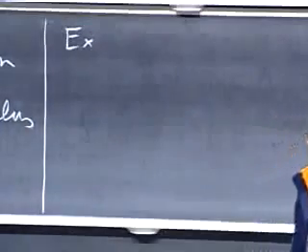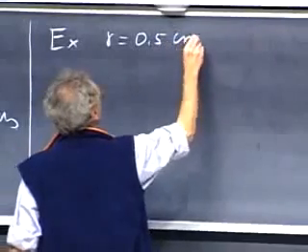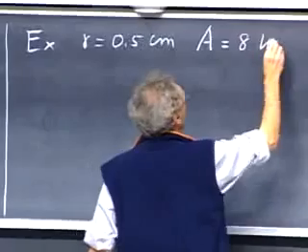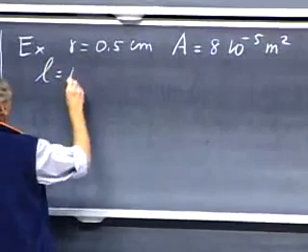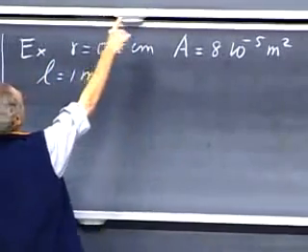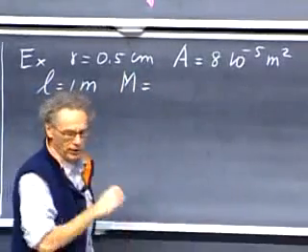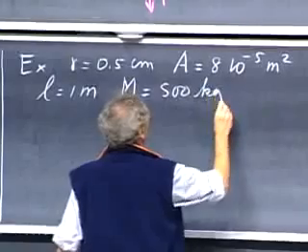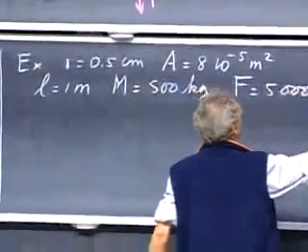I can take a rod with a radius r, which is 0.5 centimeters. That would give me a cross-sectional area of 8 times 10 to the minus 5 square meters. So, a centimeter thick, the rod. I make it very simple. I make the length 1 meter. And I hang on the rod at the bottom a mass m, which let's say is 500 kilograms. In other words, the force which I pull on the rod is about 5,000 newtons.